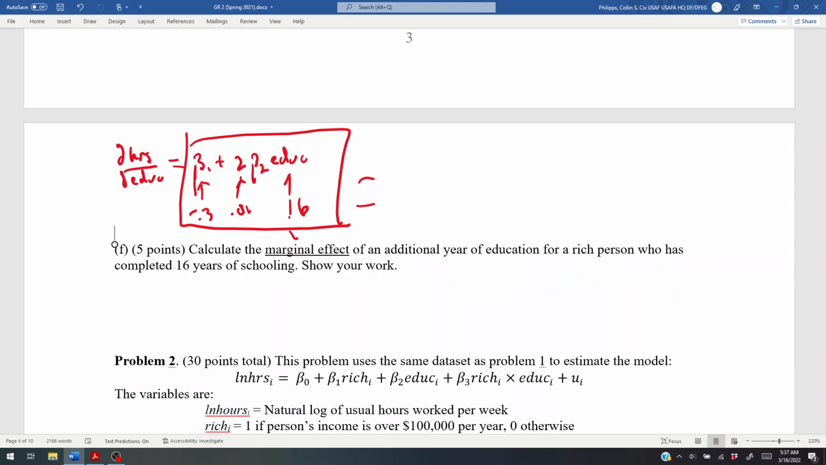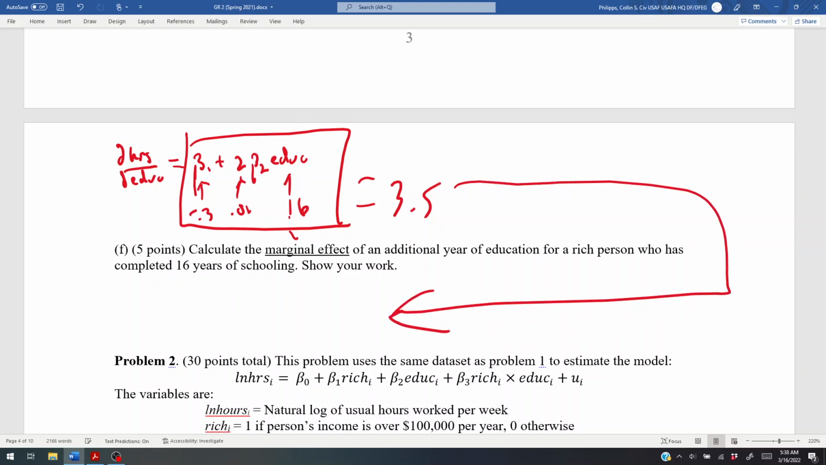You should get something that's about 3.5. Right, so this is saying if you're at a college degree already, 1 more year of education, on average, I would predict you to work about another 3 hours per week. So check that and see if that's what you get, and then we'll pick up problem 2 in another video.